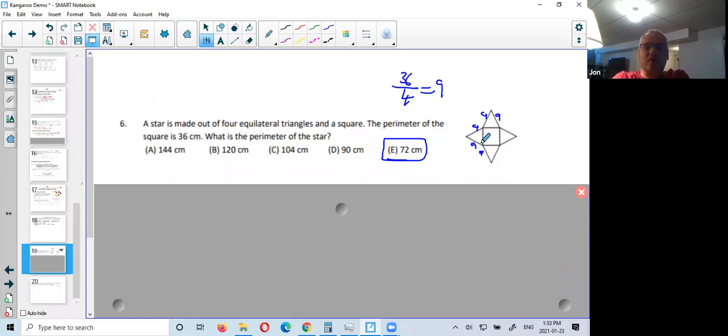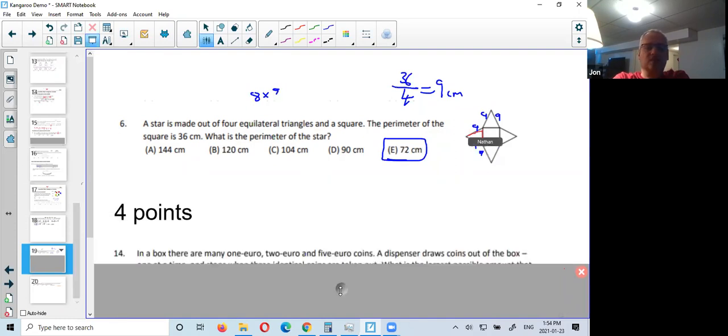The square has a perimeter of 36, so each side will be 9 centimeters. And since the triangles are equilateral, all the sides of the triangles are 9. To go around the outside, you need 8 sides, 8 nines. So 8 times 9 is 72. That's very good.